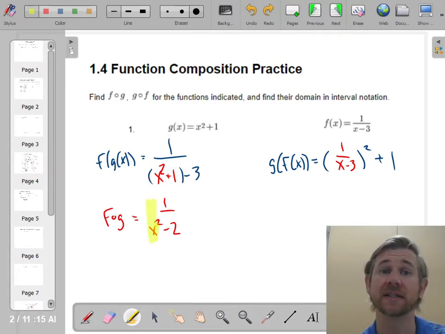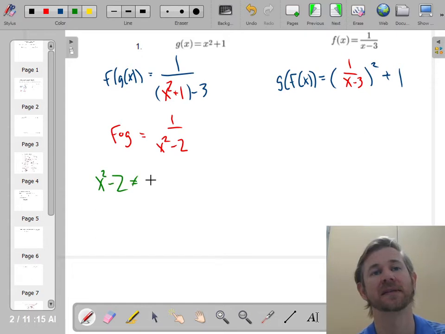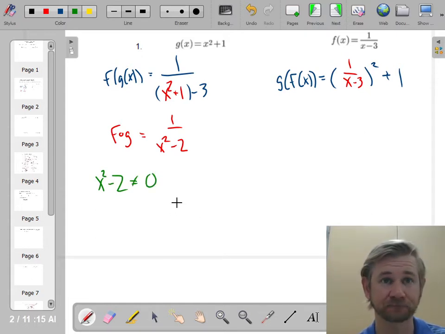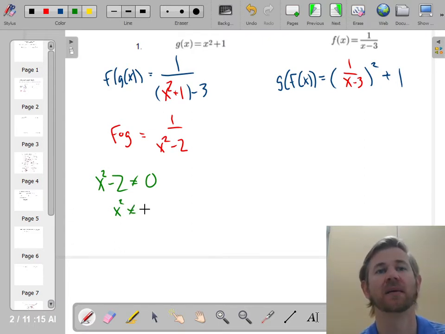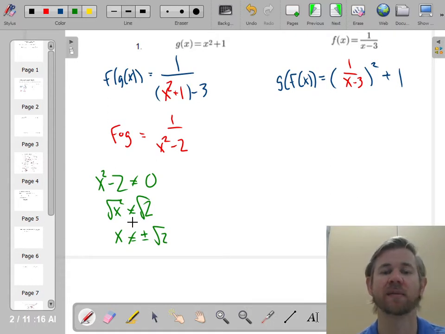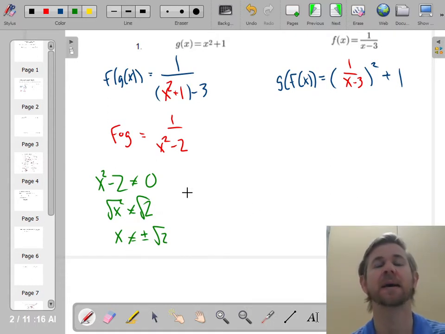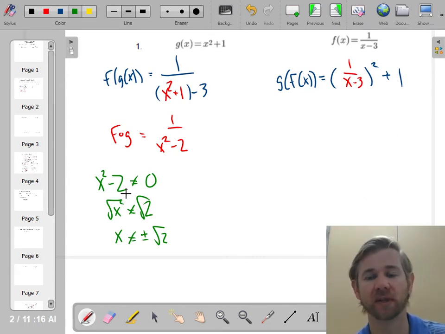But you also need to check the new composite function for any domain restrictions. Since this has a variable in the denominator, I know that x squared minus 2 can't be 0, because then we would be dividing by 0. And probably the easiest way to solve this would be, since it's not factorable, add 2 to both sides and then square root. But what you have to remember is when you square root, it's plus or minus. So every time you square root both sides, you need to remember to put a plus or minus. There's two answers to this: positive radical 2 squared or negative radical 2 squared, both equal 2.